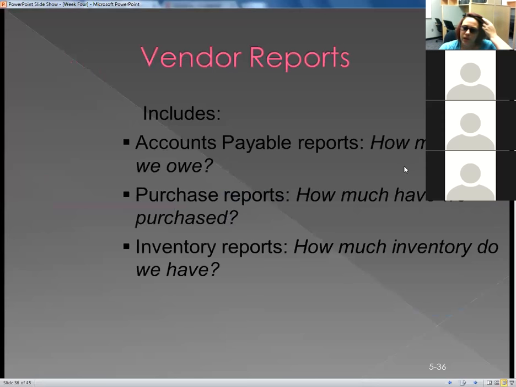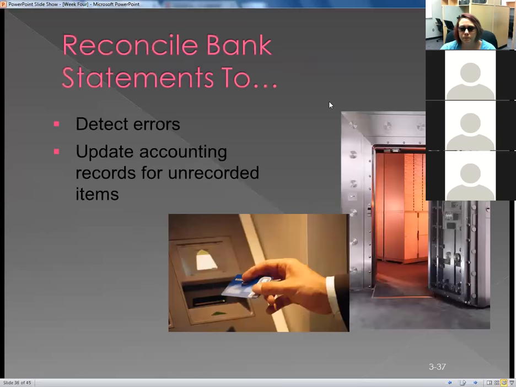Here's a breakdown of what the reports are. The accounts payable report shows how much we owe. Purchase reports show how much we've purchased, and inventory reports show how much inventory we have at that time. All right, let's get into bank recs.